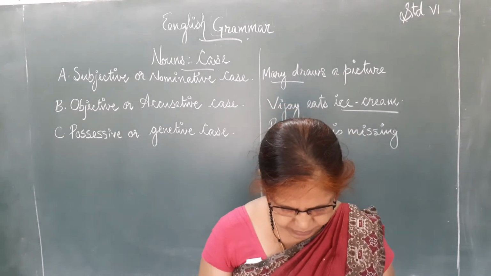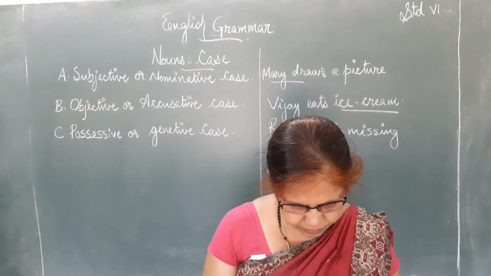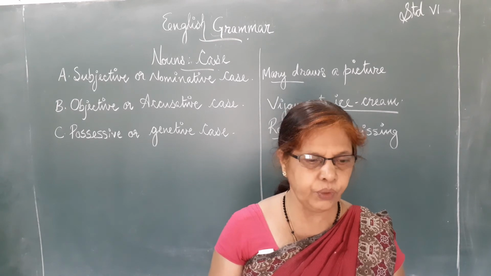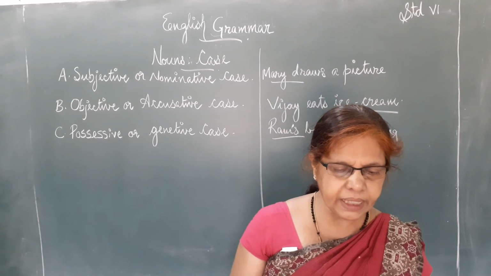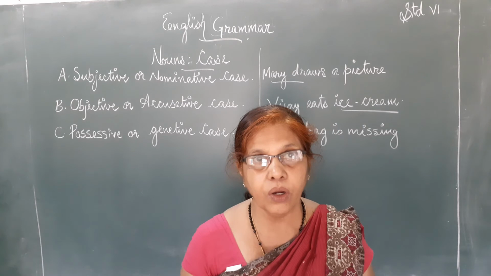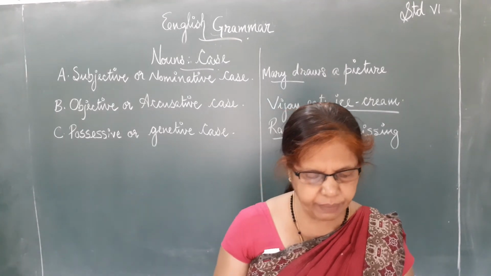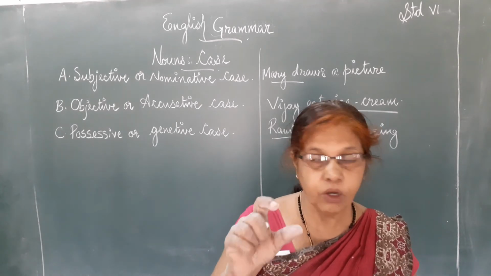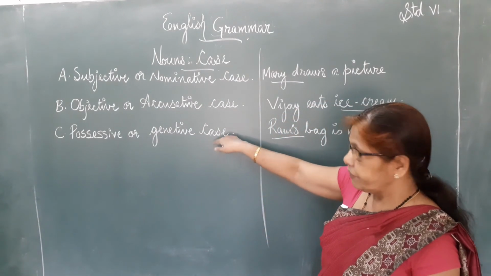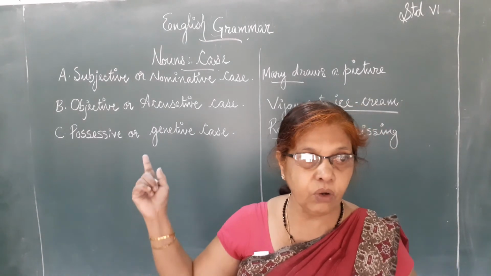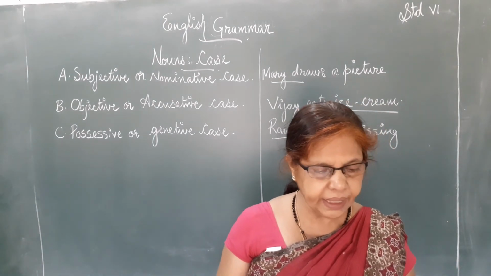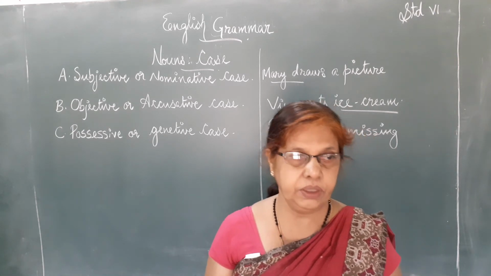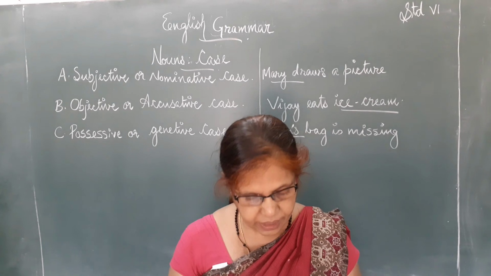Now there is the worksheet. In the worksheet there are 10 sentences. The first one I will do for you. The belongings of the sailors were damaged. The answer is that it shows the possessive or genitive case. This sentence belongs to the possessive or genitive case. Now we can write that sentence: The sailors' belongings were damaged.